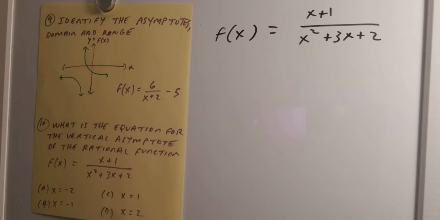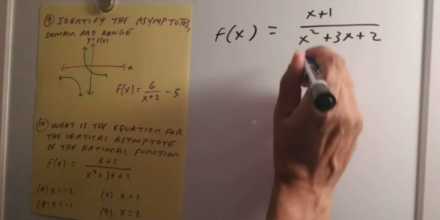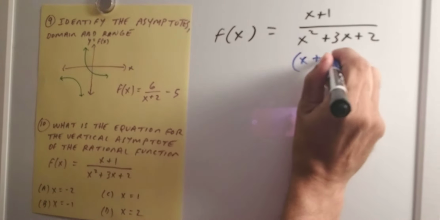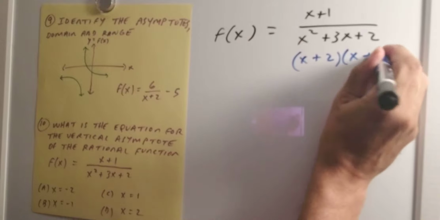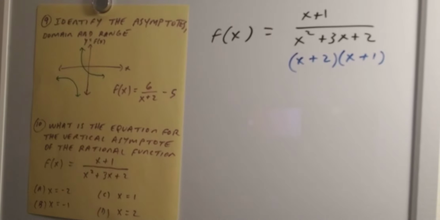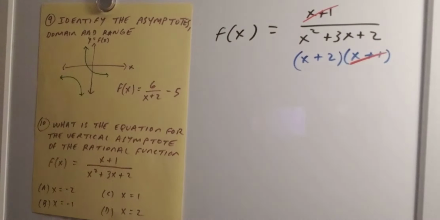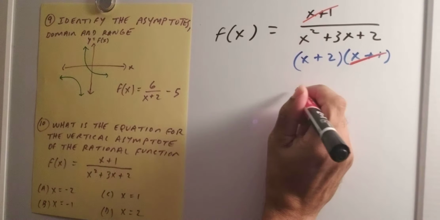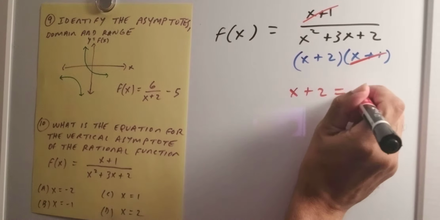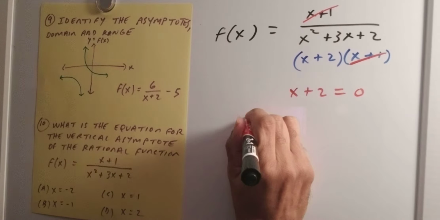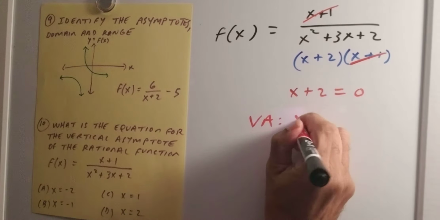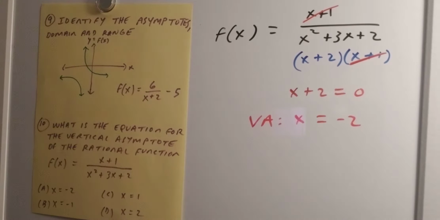All right, vertical asymptotes. We look for restrictions in the denominator, but let's factor to find our holes. This factors into x plus 2 times x plus 1. X plus 1 will cancel out. That's a hole. So x plus 2 equals 0 yields our vertical asymptote. X equals -2. And this was multiple choice. That was answer A. That completes 1 through 10.